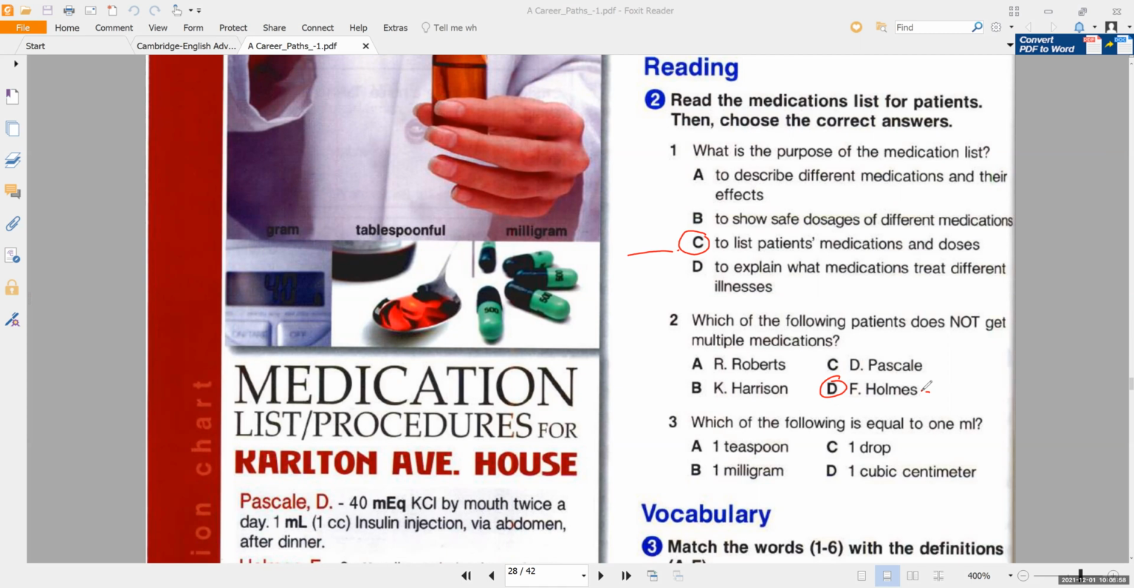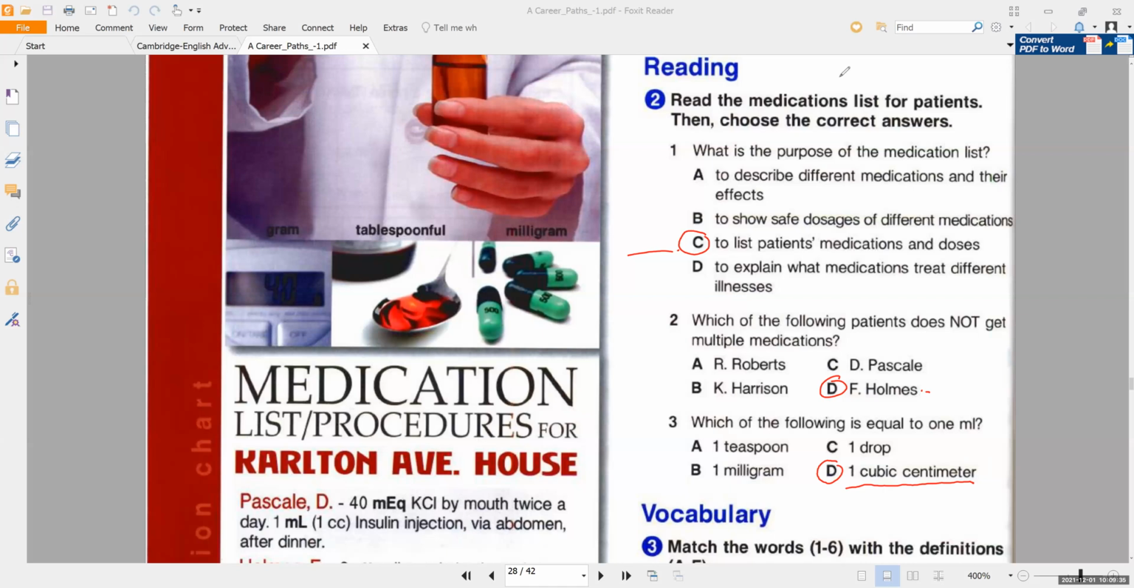Number 3, which of the following is equal to 1 milligram? A, teaspoon, B, 1 milligram, C, 1 drop, D, 1 cubic centimeter. So which of the following is equal to 1 milligram? The answer is D, 1 cubic centimeter. So question number 1, C, question 2, D, and question 3 is also D.